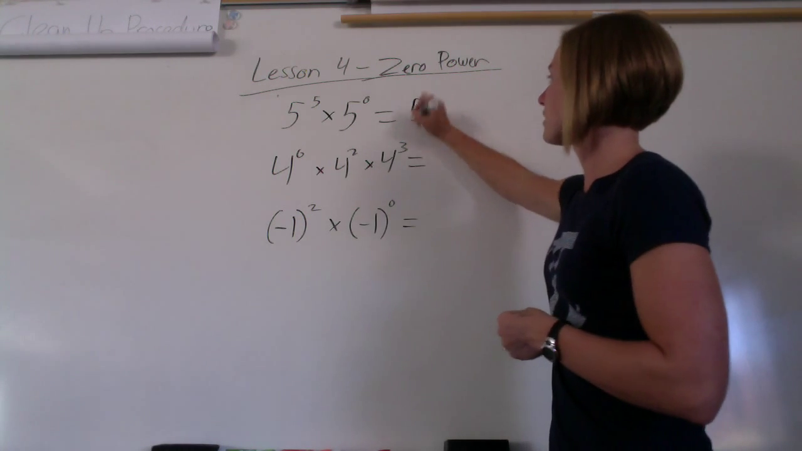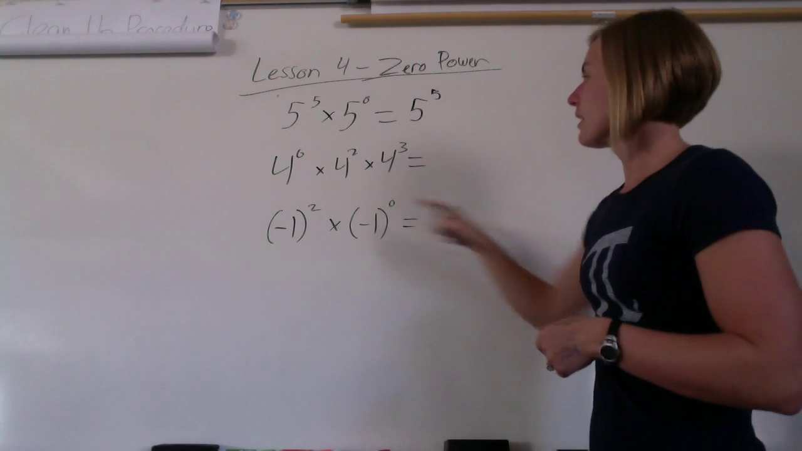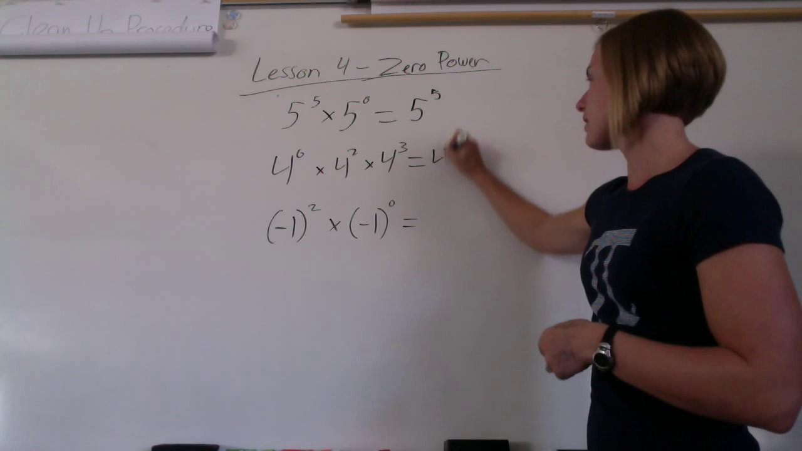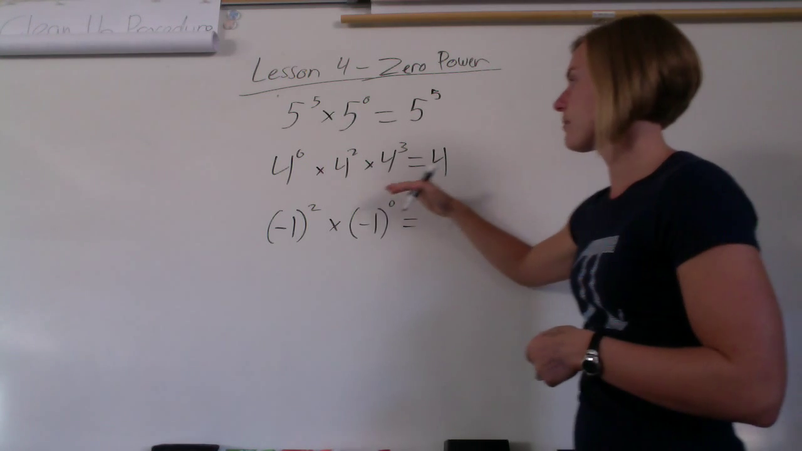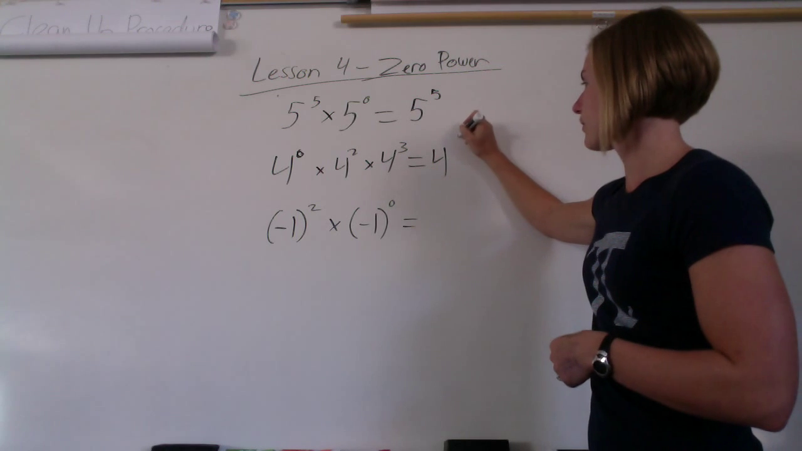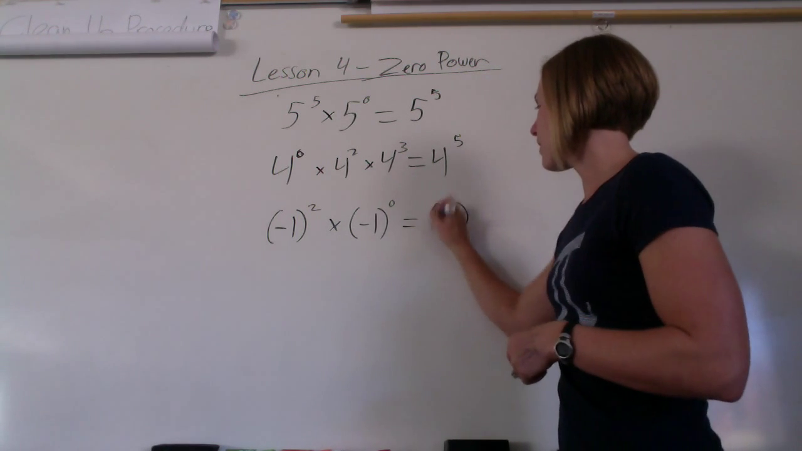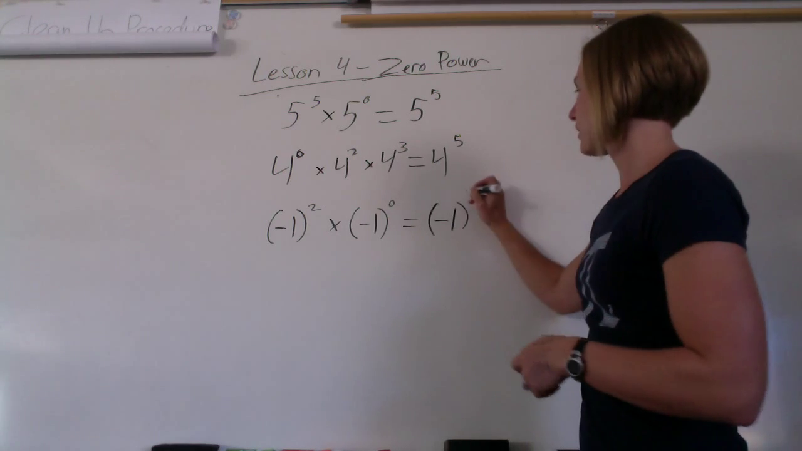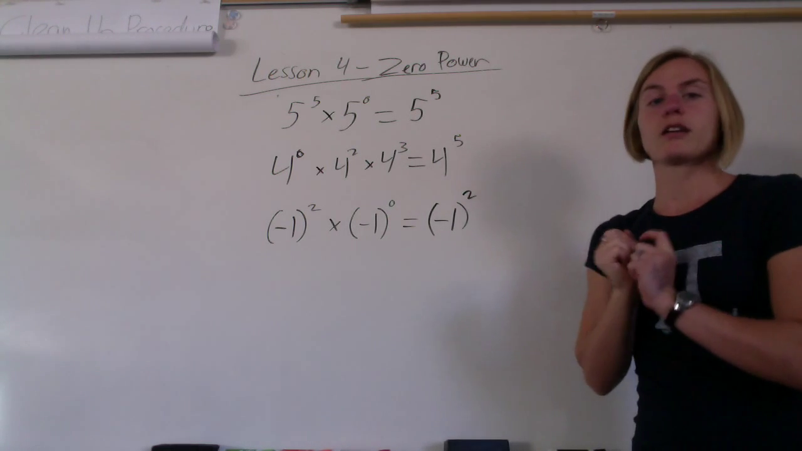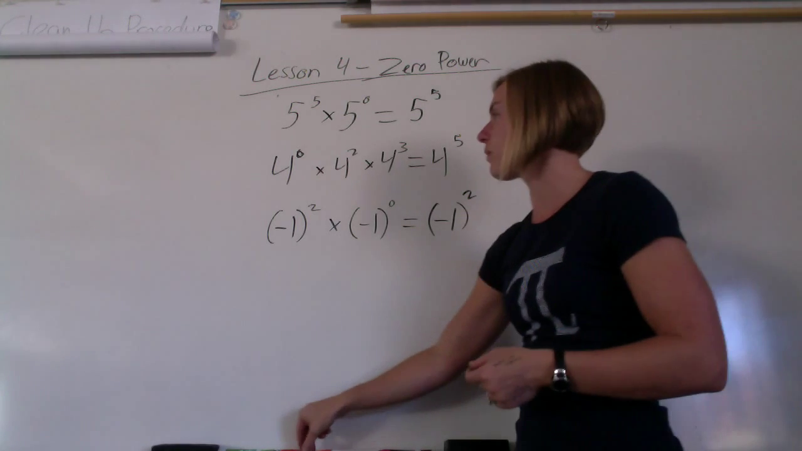So our base is always the same. If we add 5 and 0, that's just 5. For the second one, the base is still 4 because it always stays the same. We add our 0 plus 2 plus 3, which is 5. And on this bottom one, our base stays -1, and 2 plus 0 is 2. Okay? So here's where we prove what anything to the 0 has to equal 1.